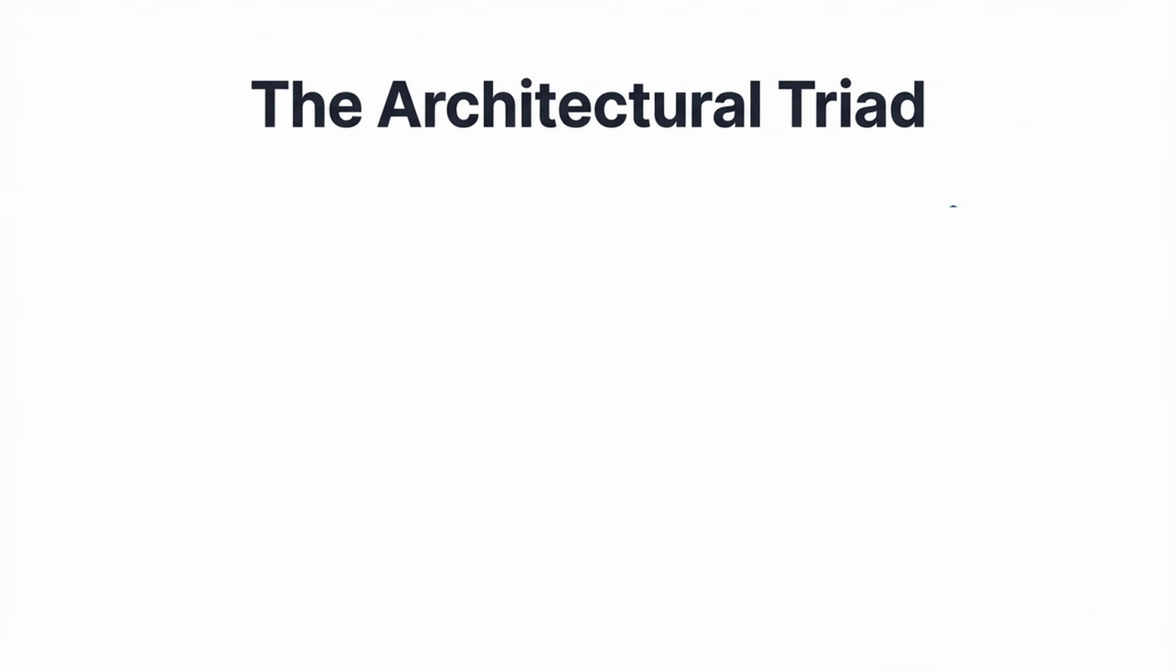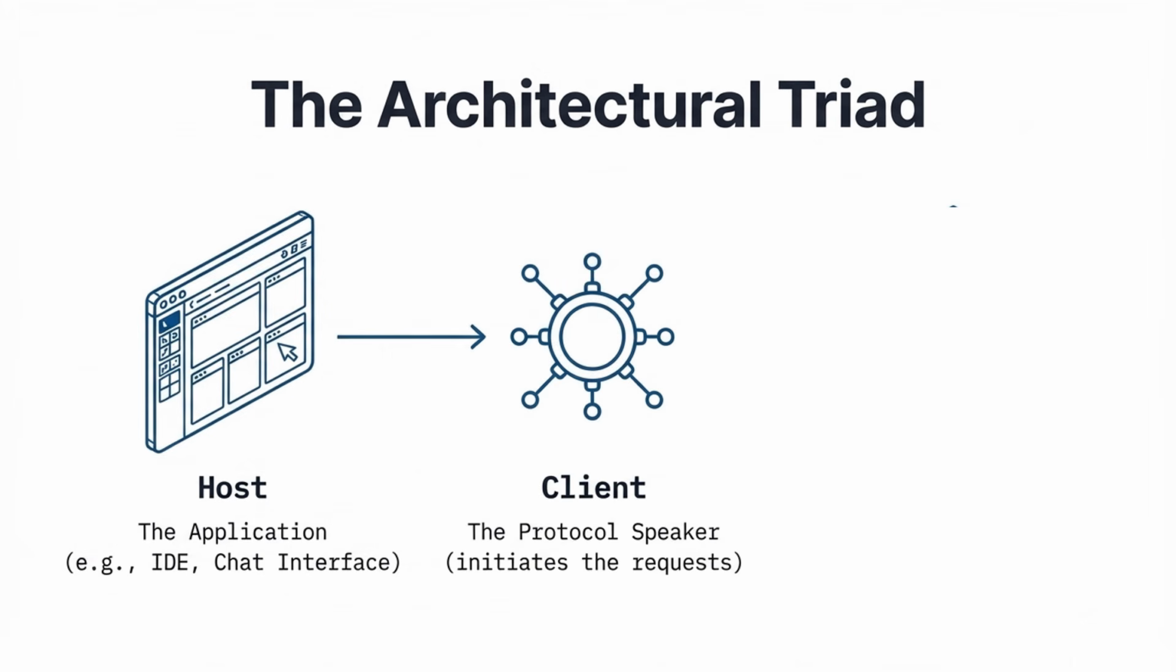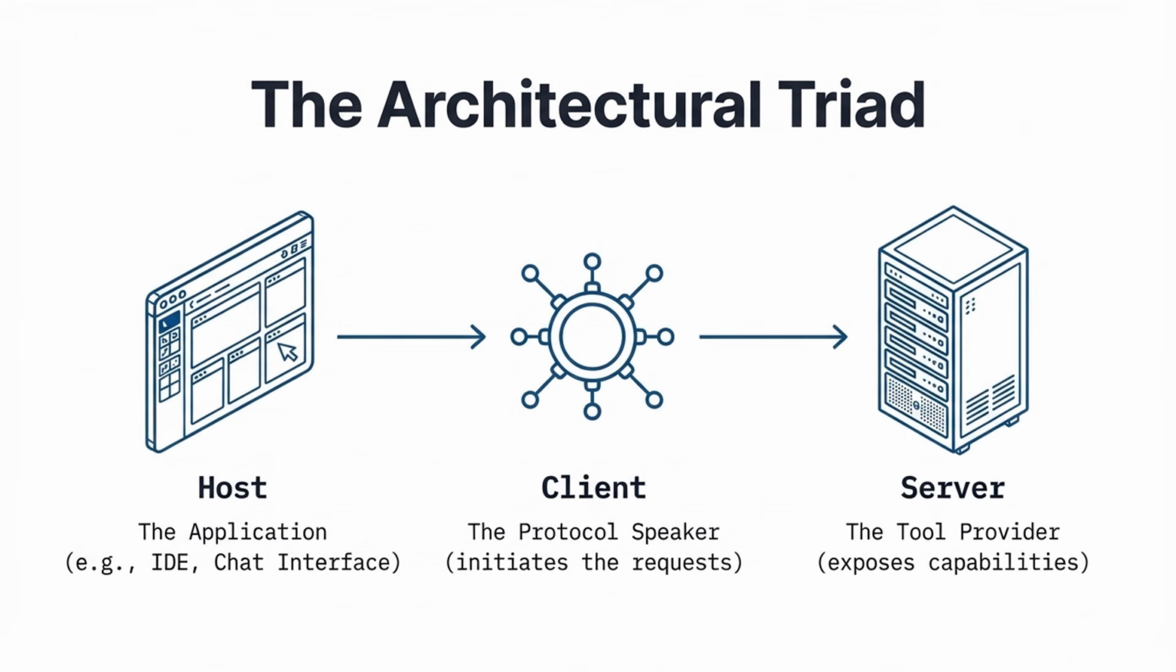Just as a recap, to understand MCP, you have got to meet the big three. First, we have the host. This is the main app you are using, like a coding IDE or a chat interface. Next is the client. He is the protocol speaker who initiates the request and makes sure everyone is following the rules. Finally, there is the server. This is the tool provider that holds all the cool capabilities the AI wants to use. Actually, this is the one where the processes are actually triggered. Together, they form a perfect team to bridge the gap between the AI and data.